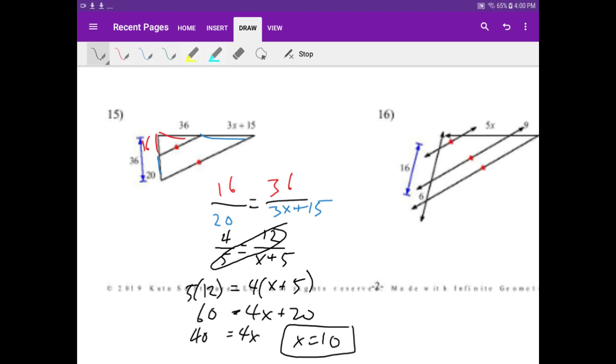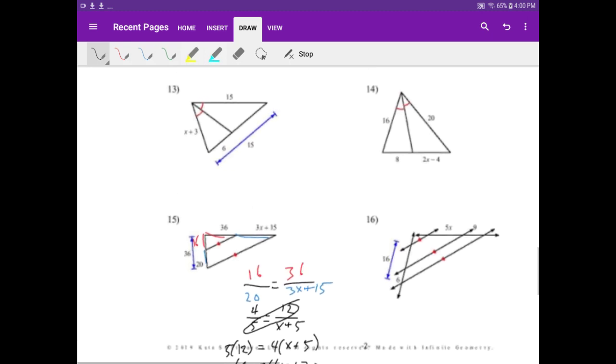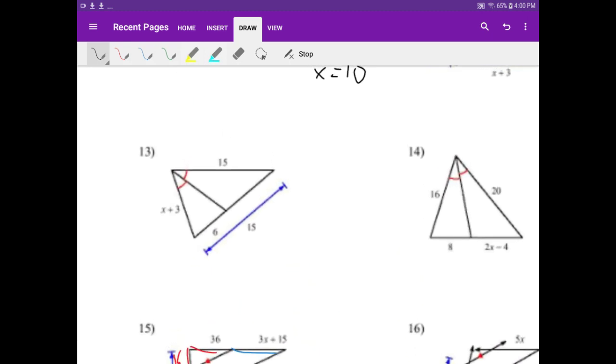So that's basically how to do and set up all the evens. I mean, if you need help with this one too, it's going to be the red and the red divided by the blue and the blue. And then this one is what, 9? So x over 3 divided by 6, 15 over 9, 15 divided by 9, you cross multiply and solve.